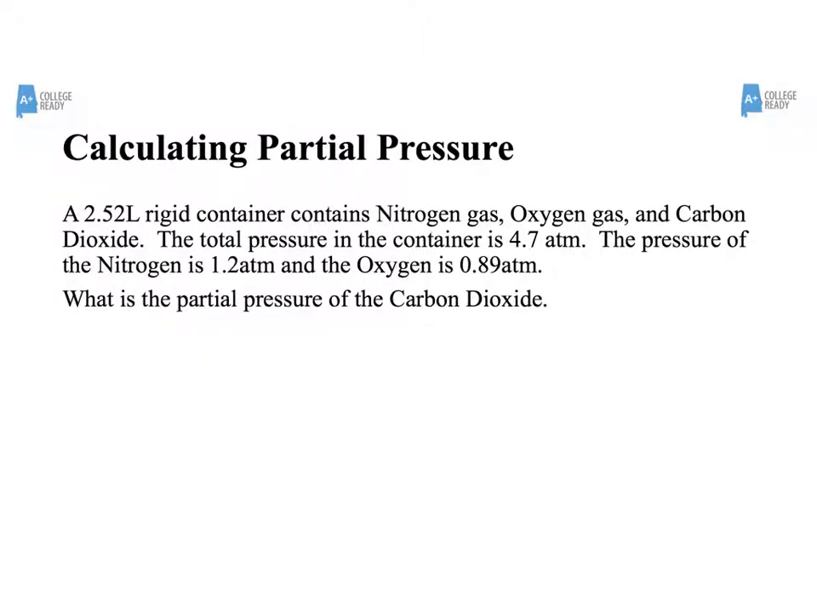Example that we're going to do, same idea, but this time we're going to attack it from a little bit different way. So it says we have a 2.52 liter.